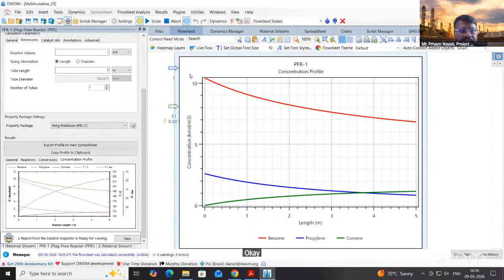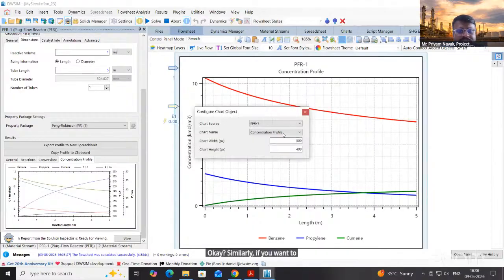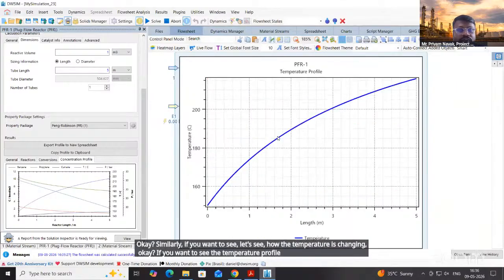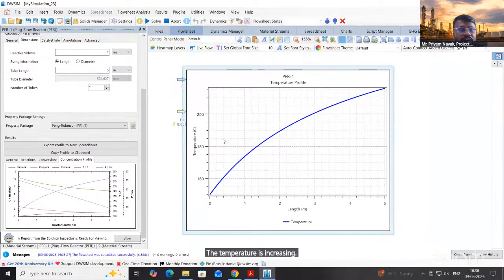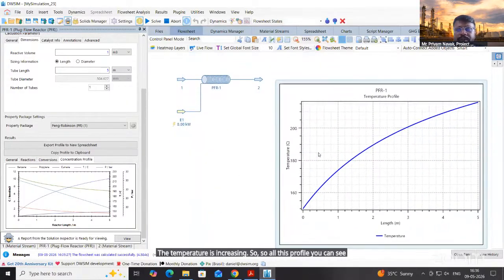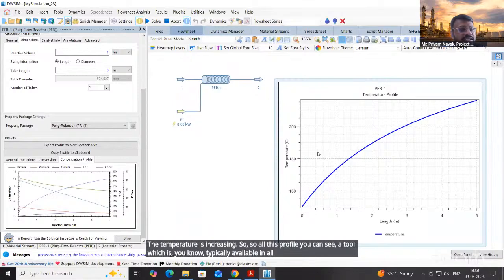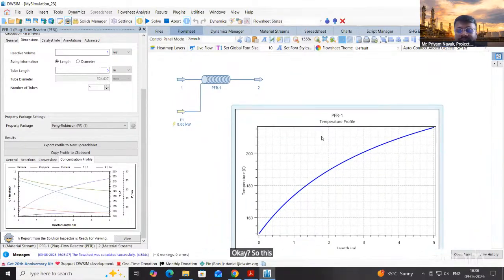Similarly, if you want to see how the temperature is changing, you can see the temperature profile. This is an exothermic reaction, so the temperature is increasing. All these profiles you can see. A tool which is typically available in all process simulators is available also in DWSIM. So this is how you simulate a reactor in DWSIM.